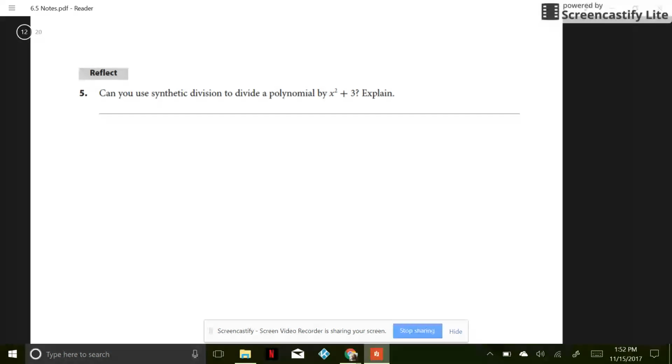So can we use synthetic division to divide a polynomial by x squared plus 3? Nope, it has to be to the power of 1. So we can't use something like x squared.